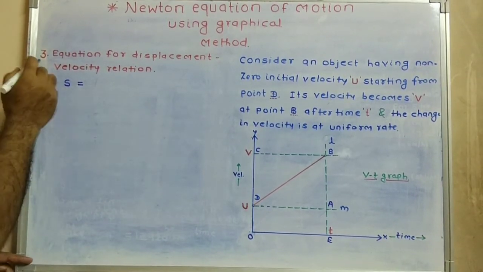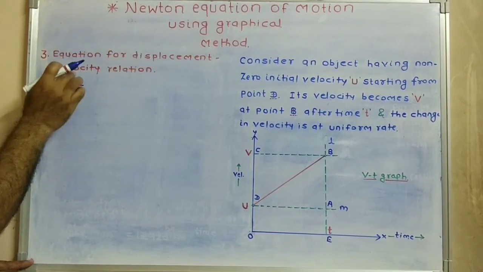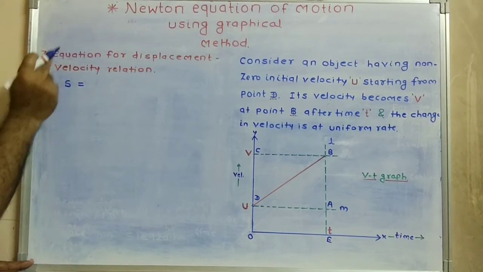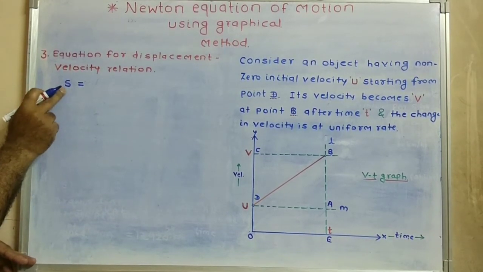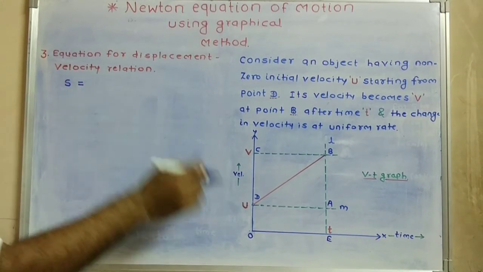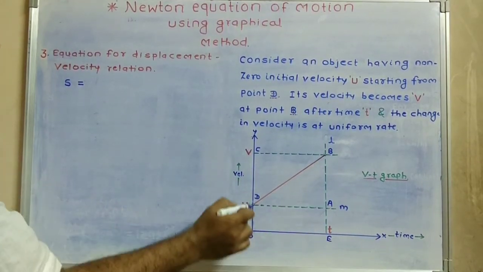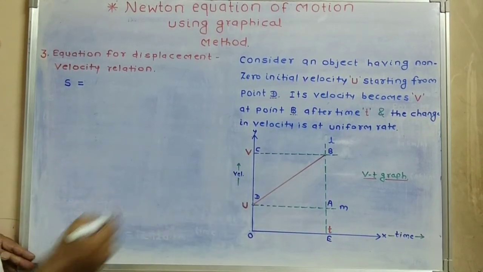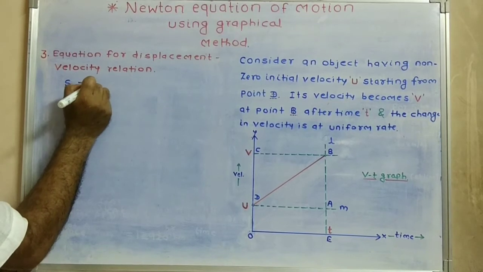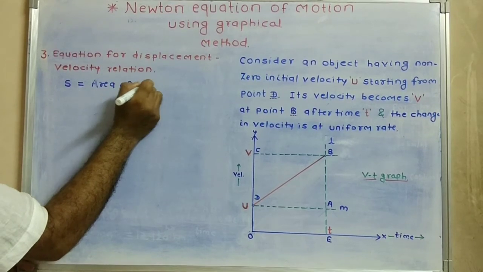Now there is a third relation which describes the relation between the displacement and velocity. Therefore, we will find out the equation for the displacement velocity relation. Now, in the second equation, we found the value of S. Similarly, we can find the value of S by a second method, by taking the total area of this quadrangle. Look at this quadrangle DOEB. It is nothing but a trapezium. Therefore, I am now considering the area of the trapezium.